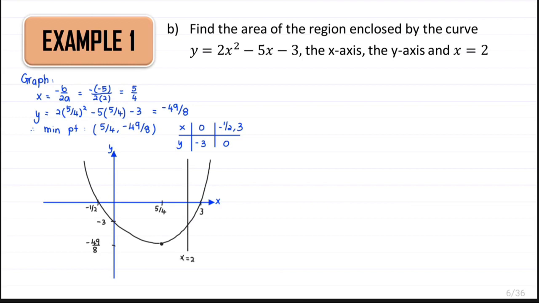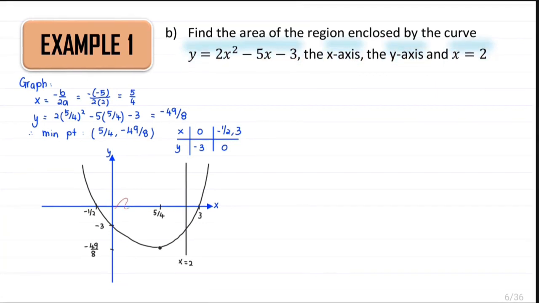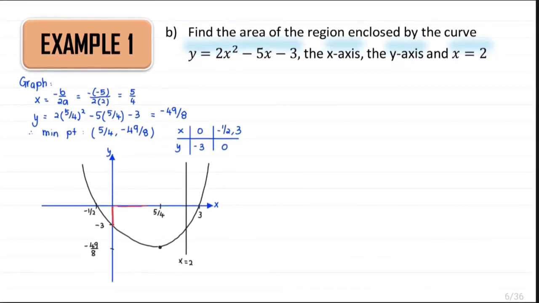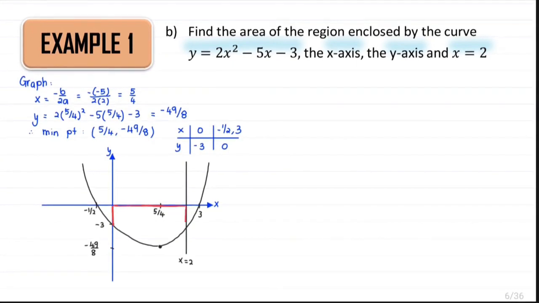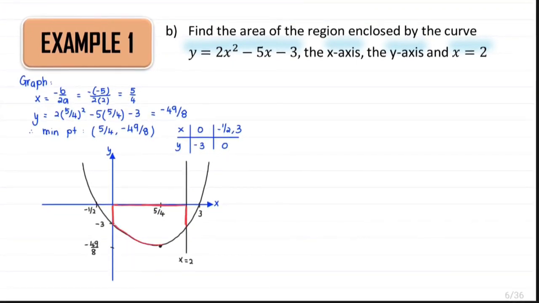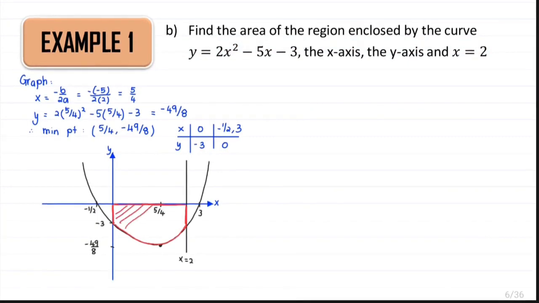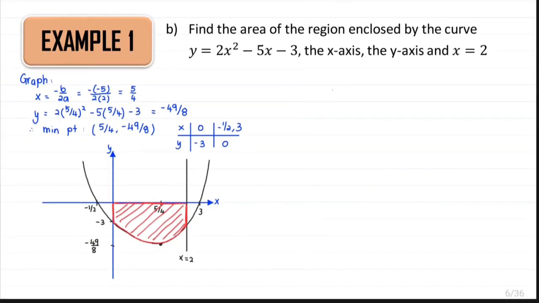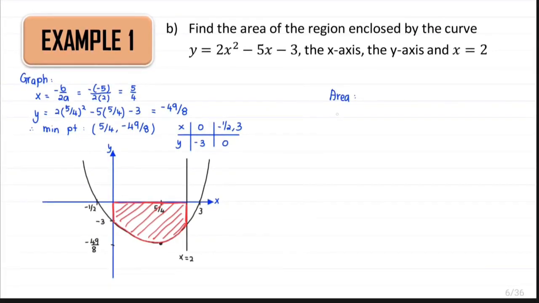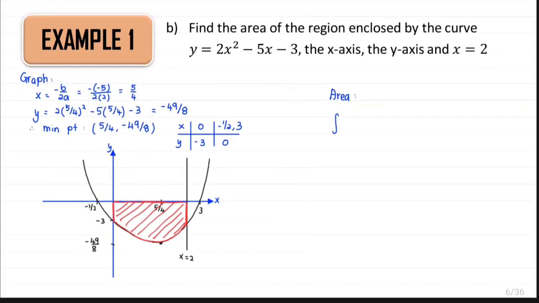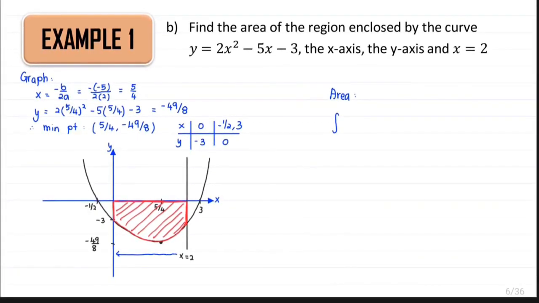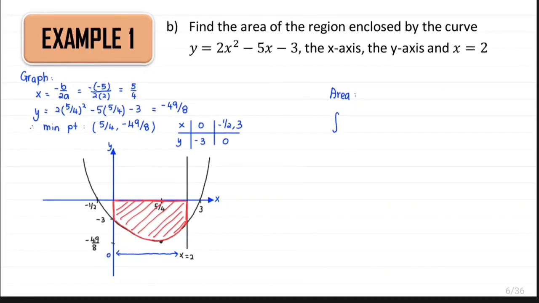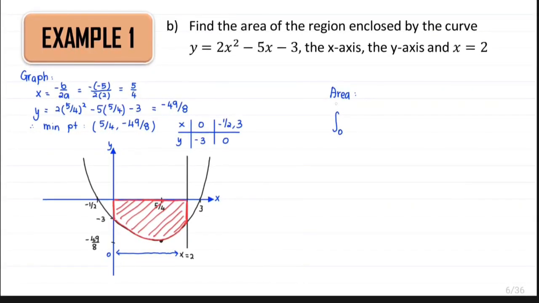Okay, now we find the region enclosed by the curve, the x-axis, the y-axis, and x equals 2. So this one is the y-axis, the x-axis, x equals 2, and the curve. So the region is here. Okay, now we find the area. So we need to integrate from x equals 0, here, to x equals 2. So from 0 to 2.